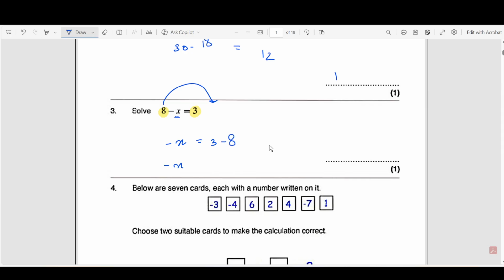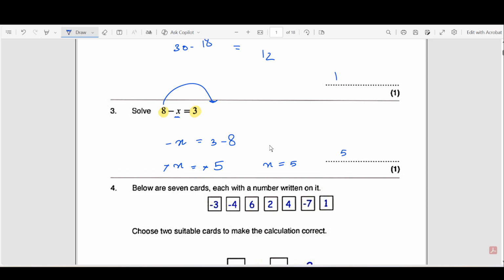Now we have negative x. 8 minus 3 is 5, but we are subtracting a bigger number from a smaller, so this is going to be negative 5. They both are negative, which will cancel out, so the answer is going to be positive 5, right?